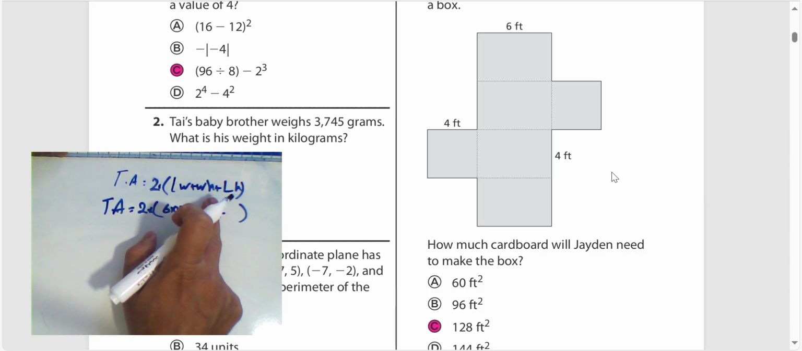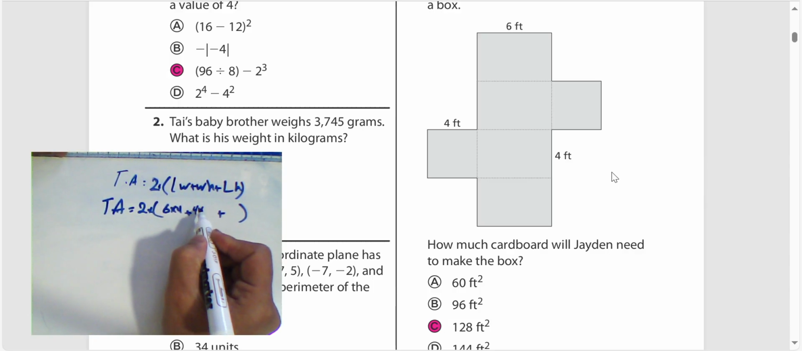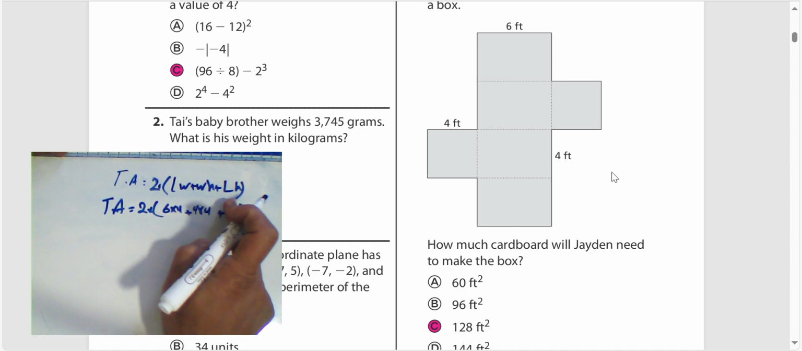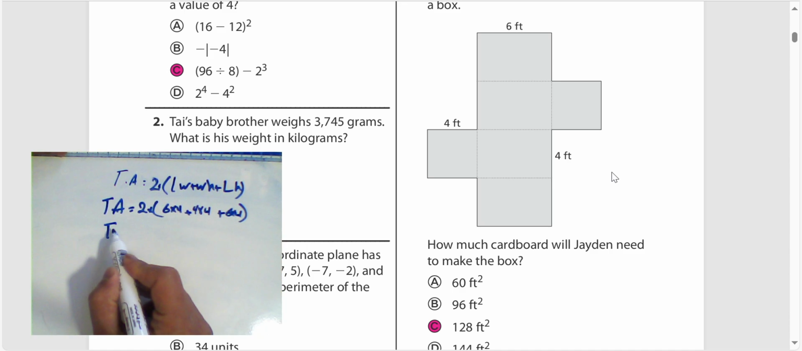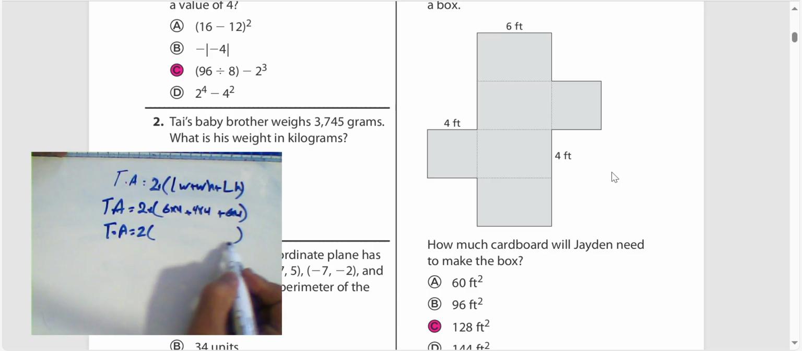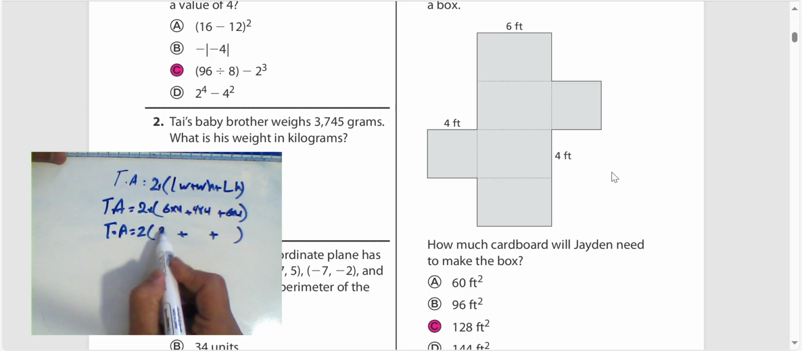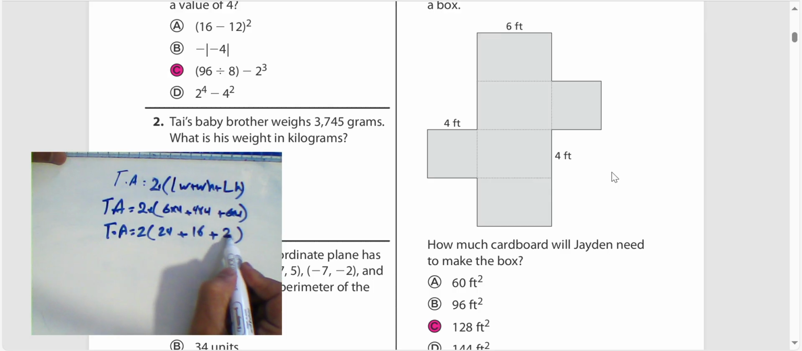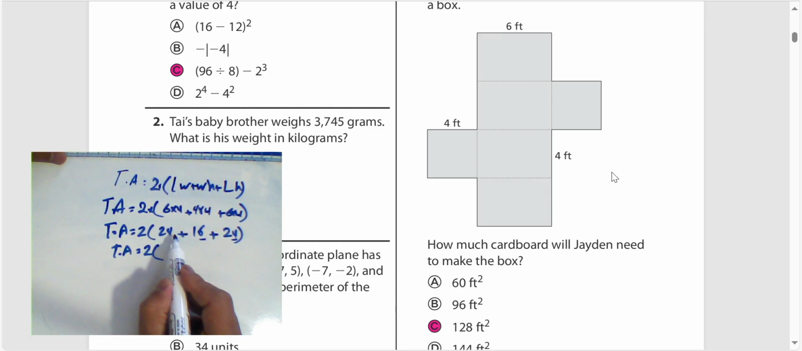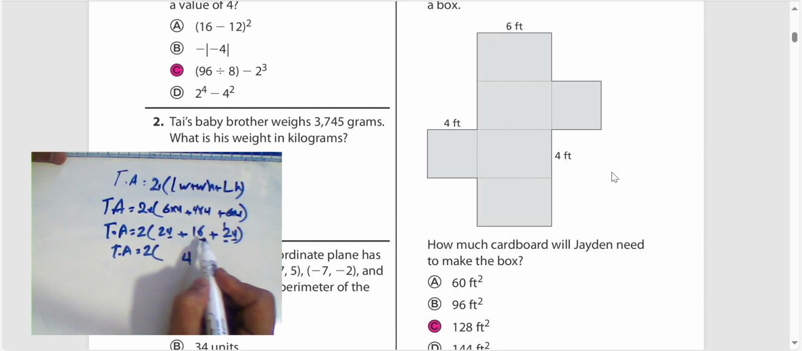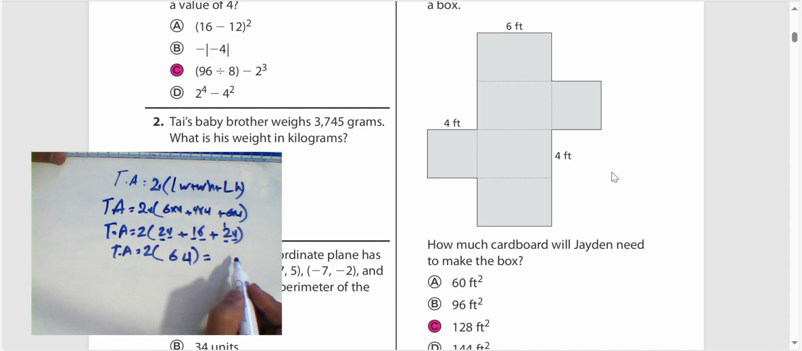The width here was 4 times the height was 4, and the length was 6 and the height 4. The total area equals twice 6 times 4 equals 24, 4 times 4 is 16, 4 times 6 is 24. Then the total area is twice the sum of them: 24 plus 16 is 40, 40 plus 24 is 64. Then the result will be 2 times 64 equals 128 square feet.